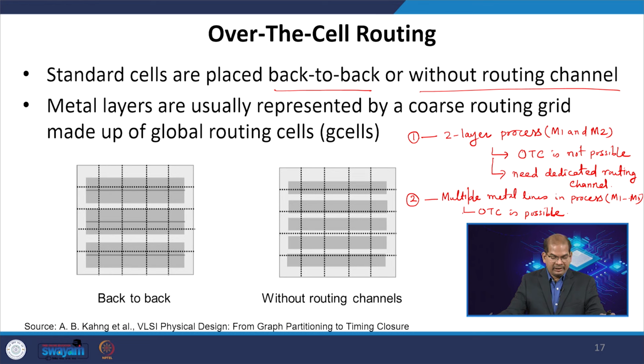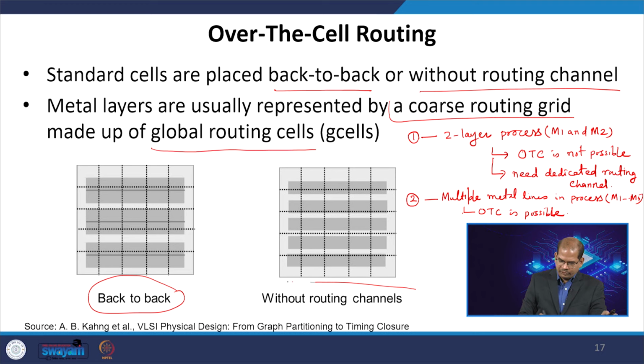And metal layers are usually represented by a coarse routing grid in the case of global routing cells. Whenever you are doing global routing, these metal lines are placed in a coarse routing grid. But whenever you are going for detailed routing, then we have to assign the corresponding metal to a particular track. So, this is an example of standard cell placement without routing channels.